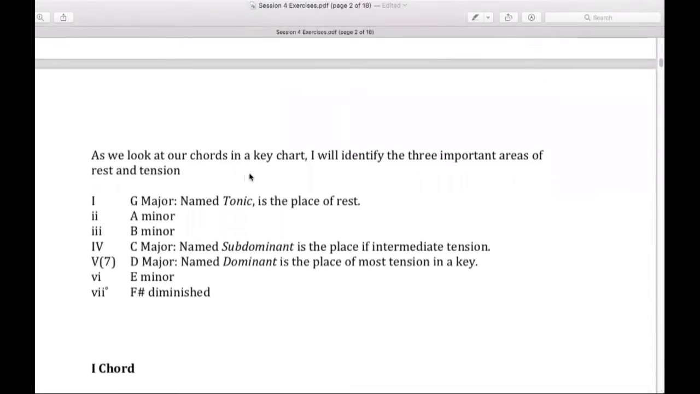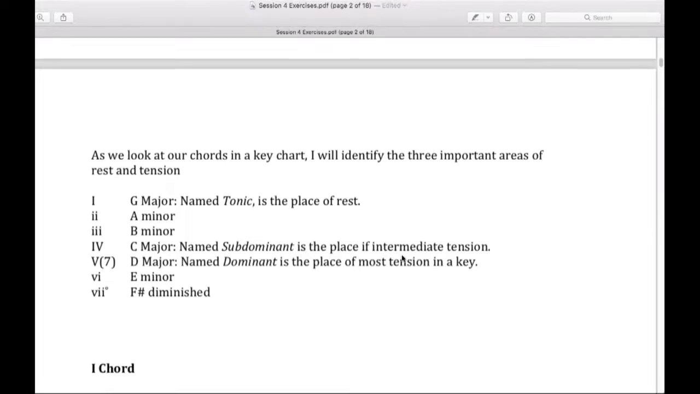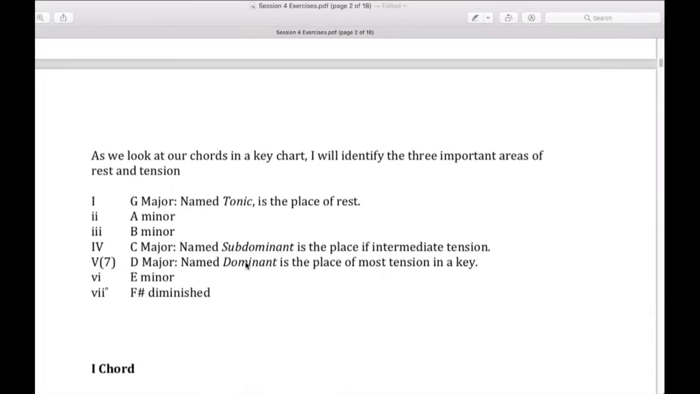As we look at our chords in the key chart, I will identify the 3 important areas of rest and tension. The 1, G major, is named the tonic. This is the key note. It's the place of rest in a key. It's what your ear hears first. The 4, named the subdominant, is a place of intermediate tension, subdominant being just below the dominant. 5, D major, is named the dominant, is the place of most tension in a key. So we have the place of rest, a place of intermediate tension on the 4, and a place of most tension on the 5.